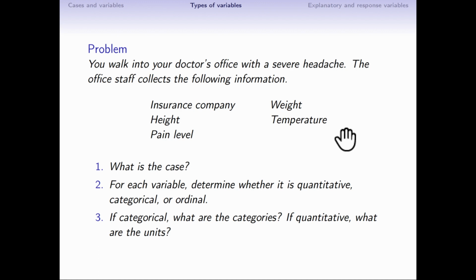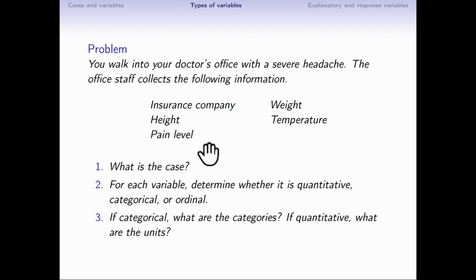Temperature, are we going to count that as a quantity or a category? If you're thinking along with me, hopefully you've come to the conclusion that it is a quantity. And again, we would measure that typically here in the United States in Fahrenheit, and other parts of the world in Celsius or centigrade.